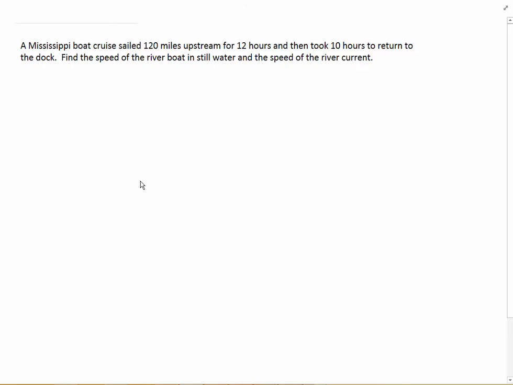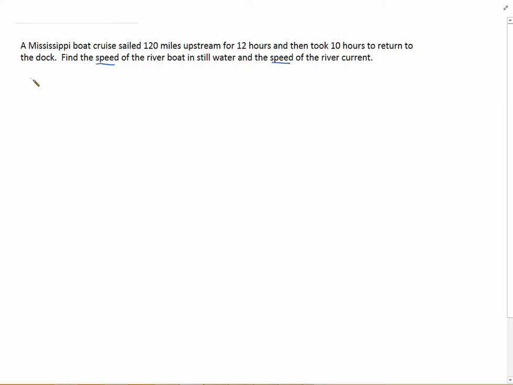A Mississippi boat cruise sailed 120 miles upstream for 12 hours and then took 10 hours to return to the dock. Find the speed of the river boat in still water and the speed of the river current. In this problem, we're looking for two speeds: the speed of the river boat in the still water and the speed of the river current. And we see that we have units of miles and hours, so those speeds will be in terms of miles per hour.